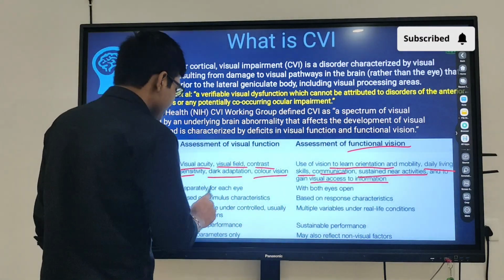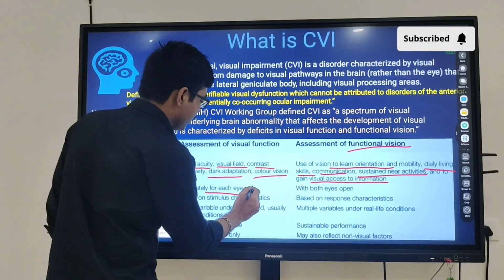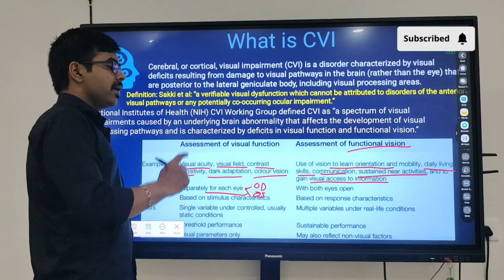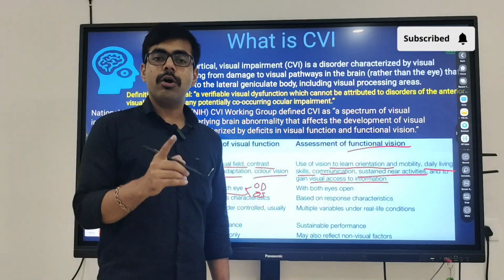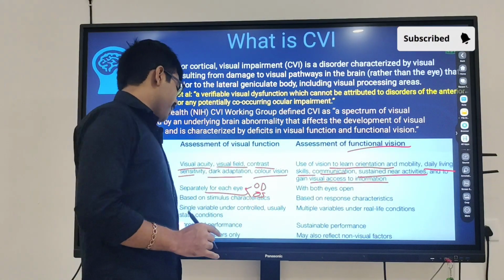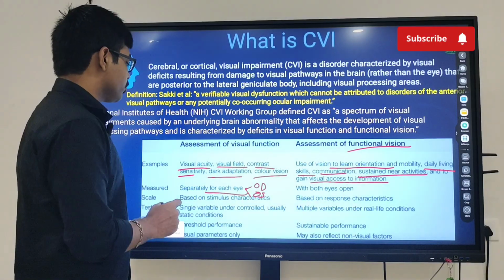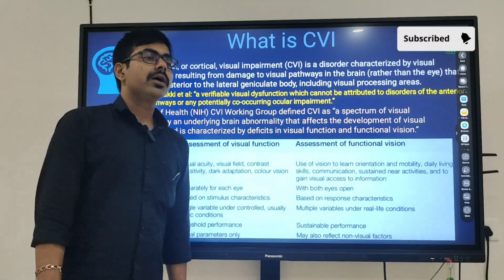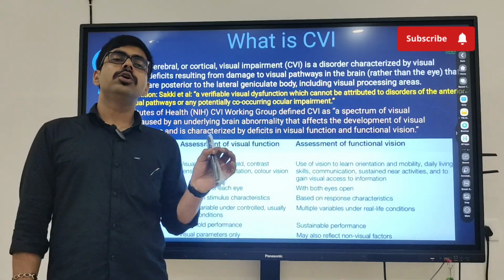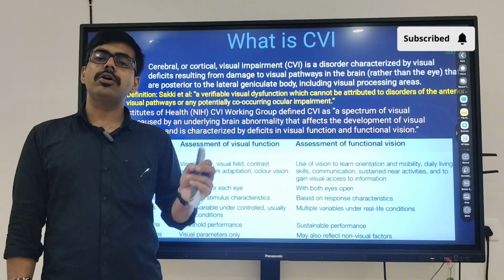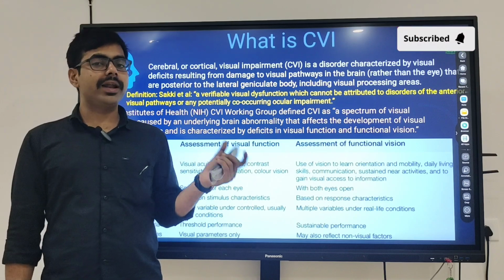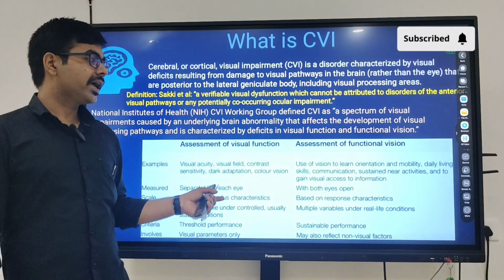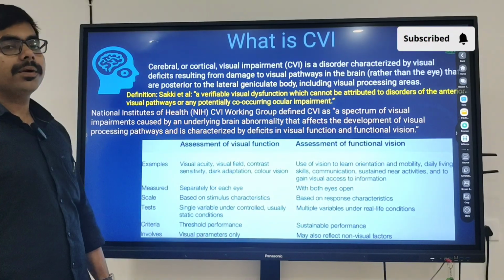For visual function we measure separately for each eye, like right eye and left eye. But in the assessment of functional vision, we always measure with both eyes open. Next, scale-based tests will be there. Scale-based test means there will be a single variation under control. If you want to consider a patient with visual impairment, you will check their visual acuity. That will be enough to tell that the patient may have visual impairment. But in functional vision, there will be multiple parameters.